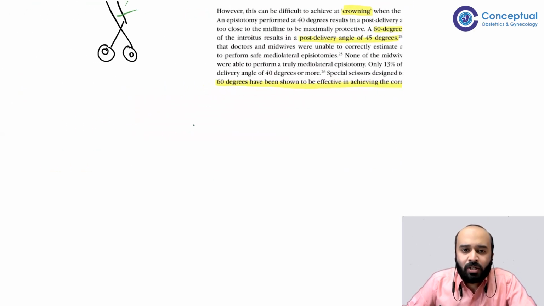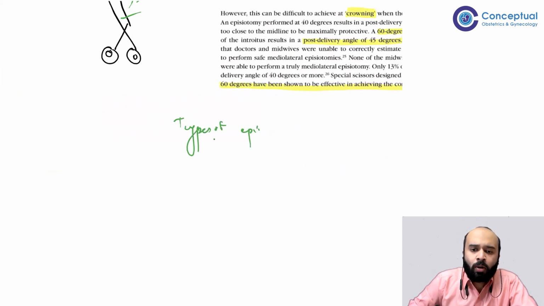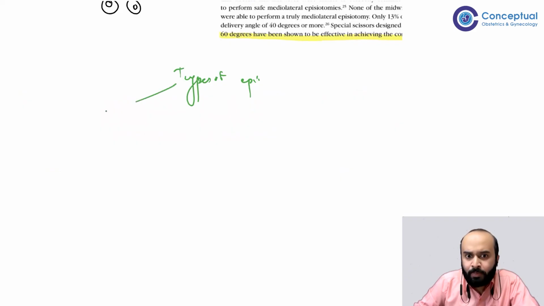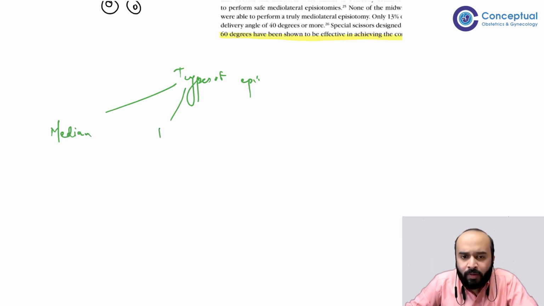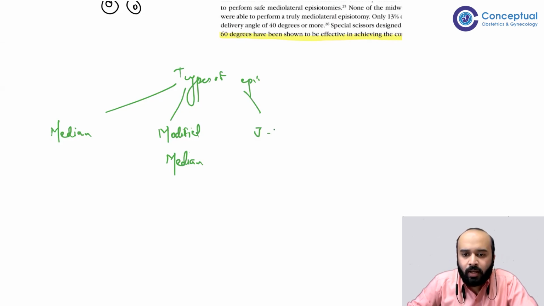So now that I've mentioned median and mediolateral, what are the various types of episiotomy? Whenever I talk about episiotomies, the simplest type is the median episiotomy. A median is the one that I take on the midline. After that, I have something I call the modified median. After that, something we call the J type. Then we have mediolateral episiotomy.